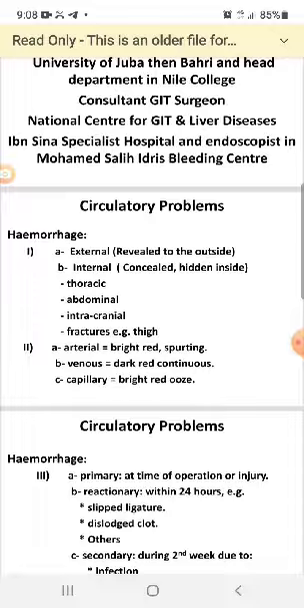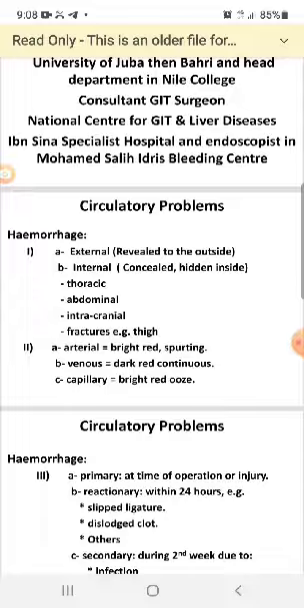Internal or concealed means hidden inside the body. You might have trauma, blunt trauma to the thorax, to the abdomen, intracranial, or a fracture, and you will have bleeding inside the body in these sites. You don't see the bleeding, but you know from the condition of the patient that there is bleeding inside these areas. That's why it is called internal or concealed bleeding.